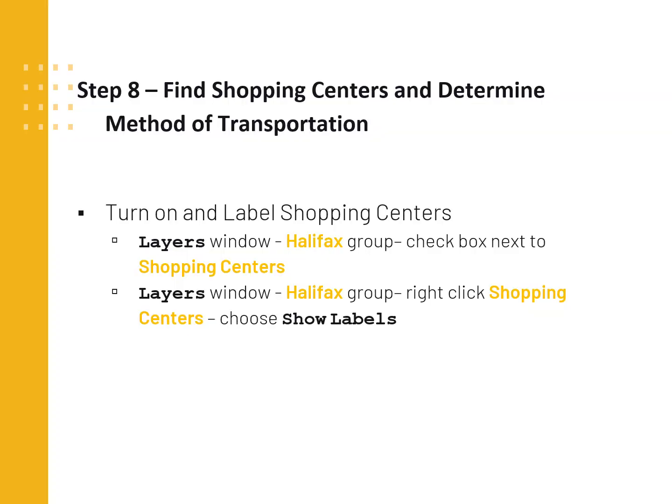Now I'd like you to turn on the shopping centers and then determine the method of transportation. So to do this, I'd like you to go into the layers window in the Halifax group and check the box next to shopping centers so they're turned on. Then I'd like you to show the labels for the shopping centers. To do that, again, you're going to right click on shopping centers. In the pop-up, you're going to choose show labels.